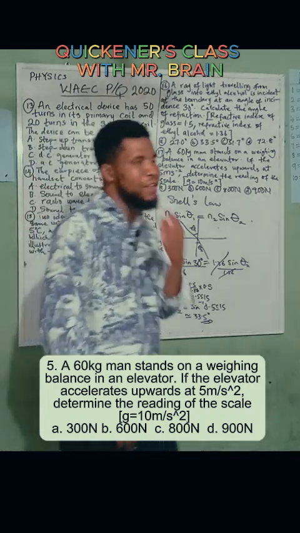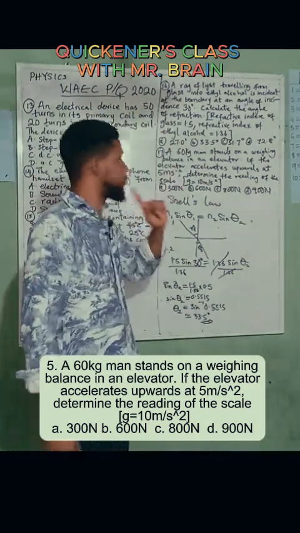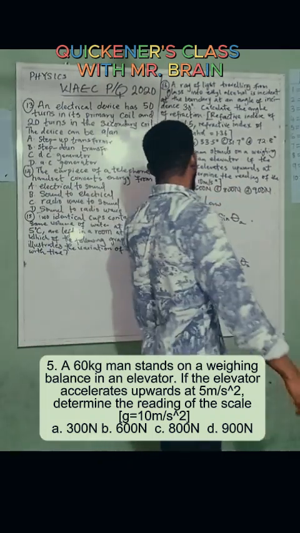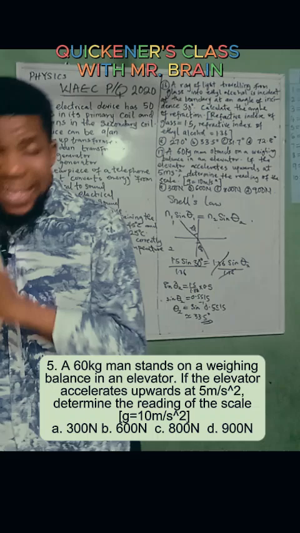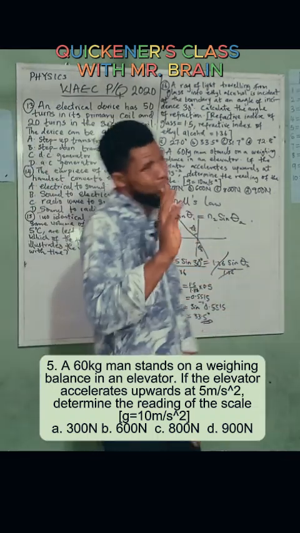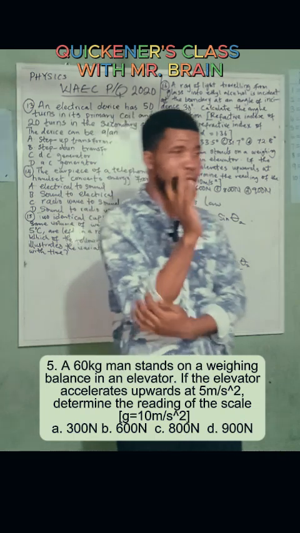If the elevator accelerates upward at 5 meters per second square, determine the reading of the scale. So I need to explain this before we solve. This question is very simple. It's very simple if you understand the simple concept.